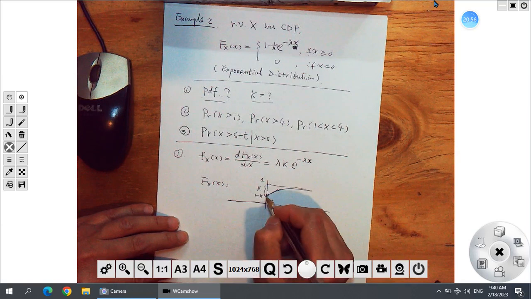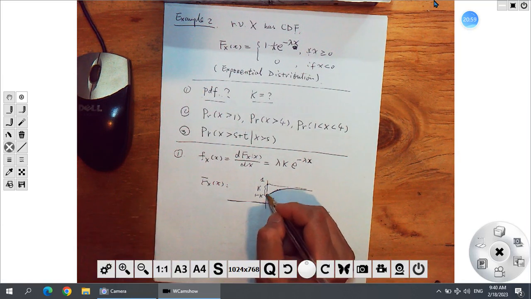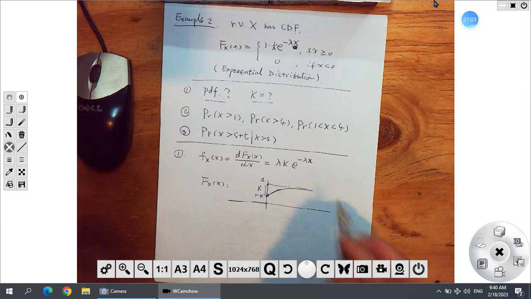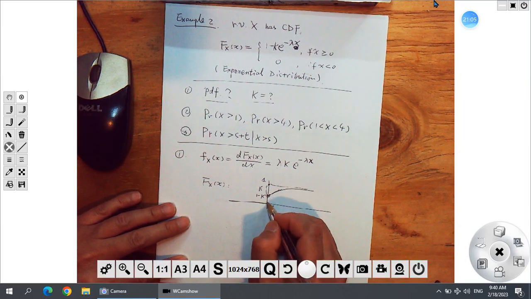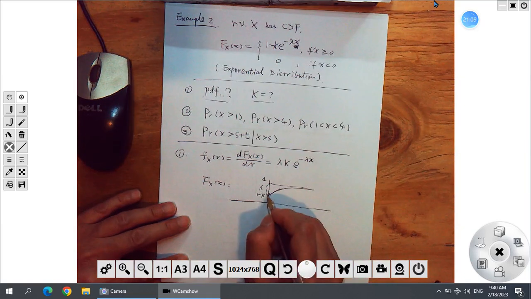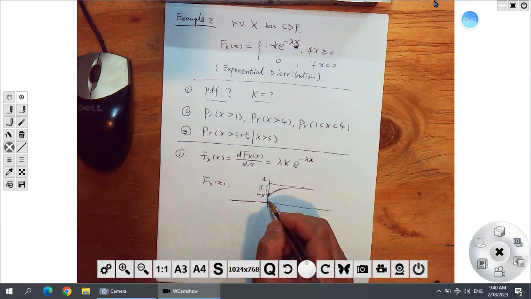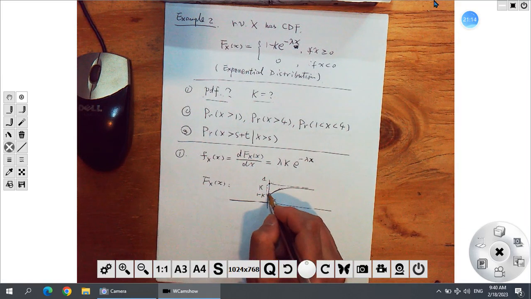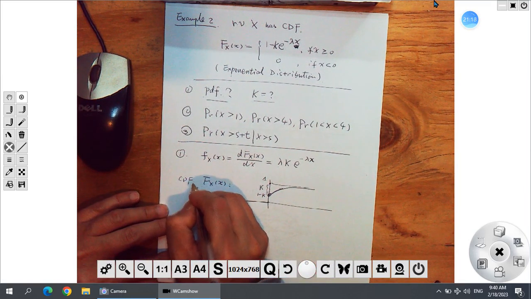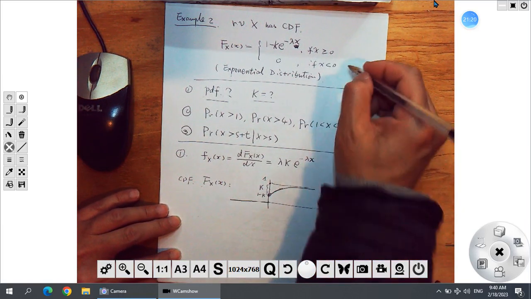Here I have a jump. With a jump, I cannot have the derivative. I still can take the derivative, but at this point it cannot have a derivative. So I have to let k equal to 1. Therefore, for the continuous type, we cannot have a jump in the CDF. So here k must be 1.